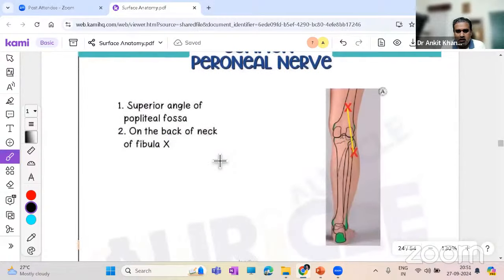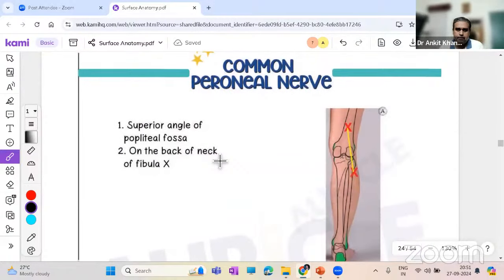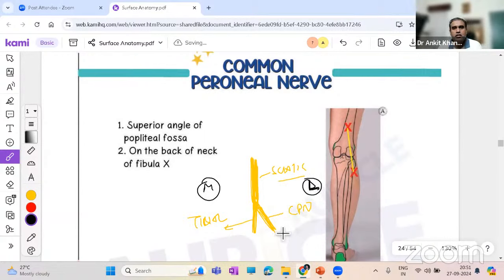As we move down, the common peroneal nerve. Basic anatomy we'll discuss later, but the sciatic nerve is the thickest nerve in the body. As it reaches the top of the popliteal fossa, it divides into a laterally going common peroneal nerve and a vertically downwards going tibial nerve. This is the sciatic nerve. This is the medial side and that is the lateral side. Understand this. Now, if you look at the bones in the leg, medially we had which bone? We had the tibia.